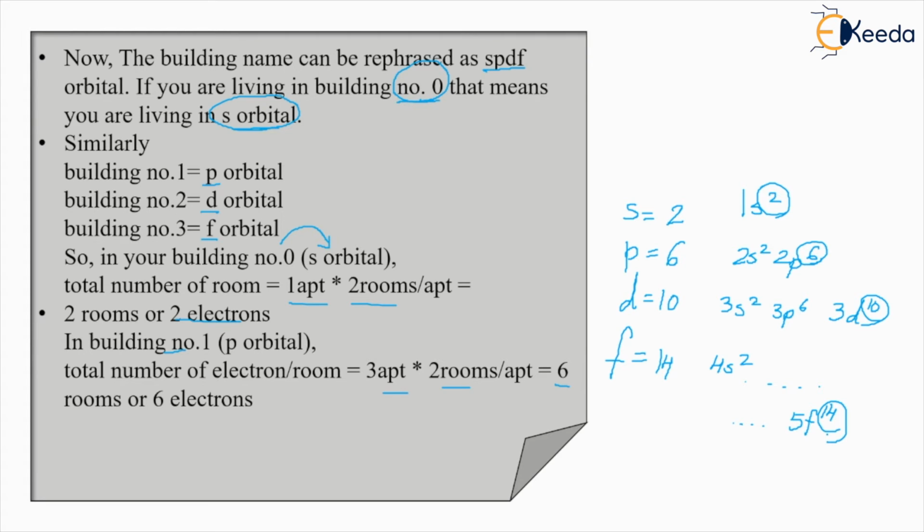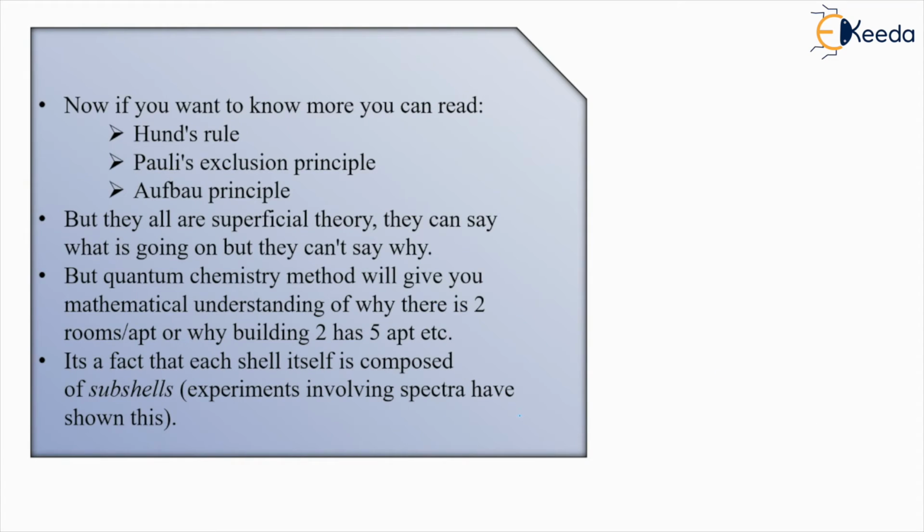These are the numbers. Now if we want to know more about it, we can have a look at Hund's rule, Pauli's exclusion principle, and Aufbau principle. But they are all superficial theory. They can say what is going on, but they cannot say why. And we have to understand each and every electron and why it is happening.